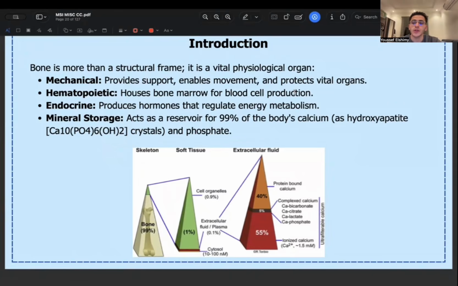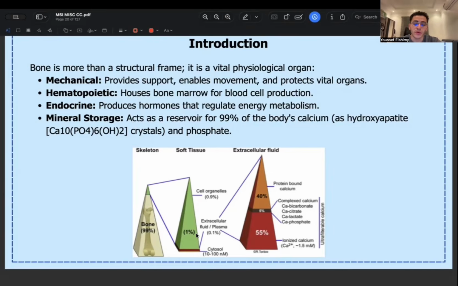Things like hematopoietic functions, because it houses the bone marrow for blood cell production. It also has an endocrine function by producing hormones that regulate energy metabolism, and it acts as a mineral storage. 99% of our body's calcium is stored in bones as hydroxyapatite crystals, as well as phosphate. In this diagram, you can see that 99% of calcium is stored in bones. Then we have 1% that is stored in soft tissues.